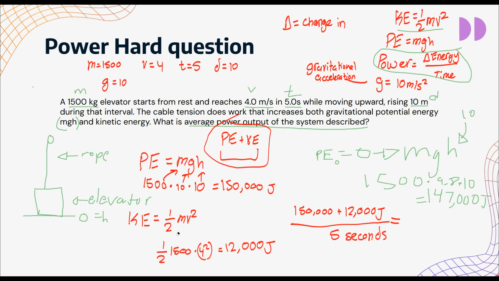162,000 divided by 5 is 32,400. So if you got around 32,000, that's correct, because I know some of you use 9.8, and some of you use 10.